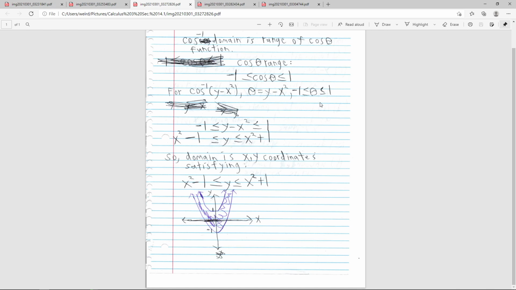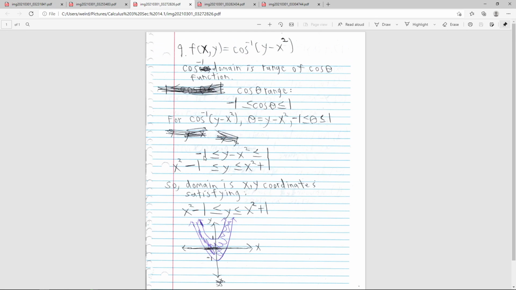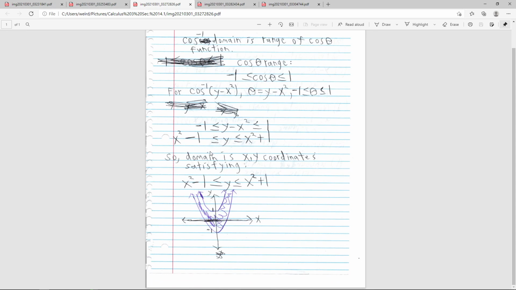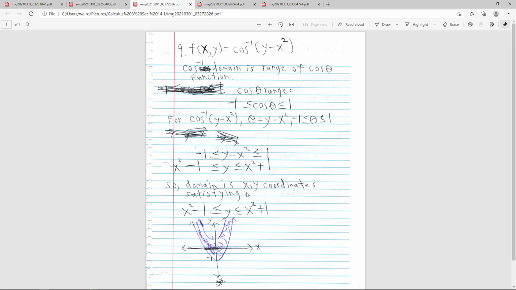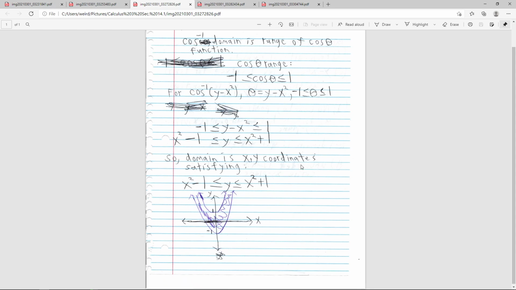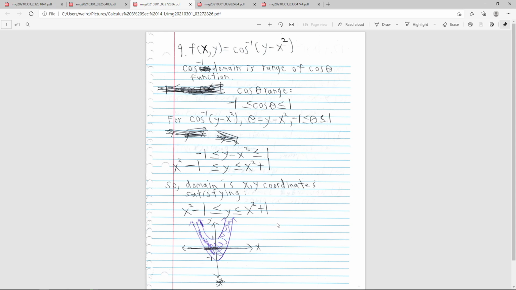So extrapolating this further, we have y minus x squared as theta, so it has to be greater than or equal to -1 and less than or equal to 1. In this expression, you add x squared to both sides, then you can see y is in between. So its domain is the xy coordinates satisfying the condition that x squared minus 1 is less than or equal to y, which itself is less than or equal to x squared plus 1. That's the way you approach it if you're asked about domains and ranges. You figure out these ideas.